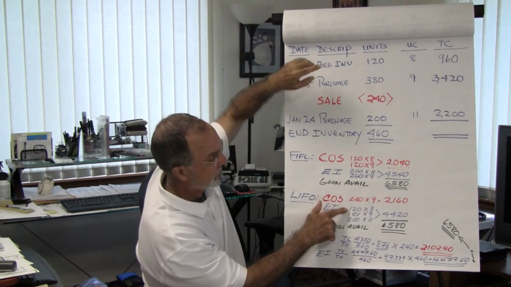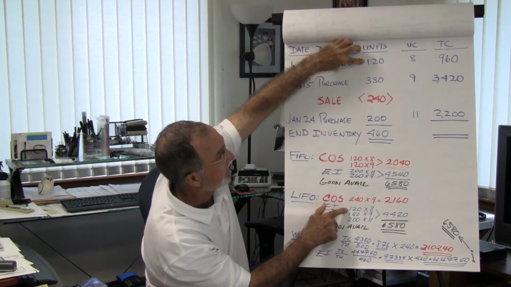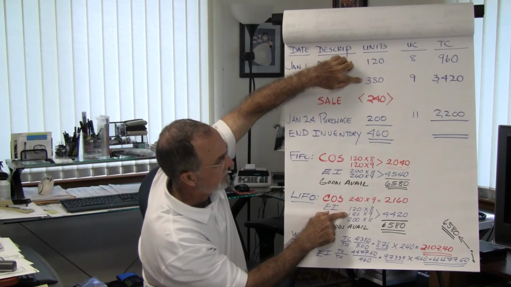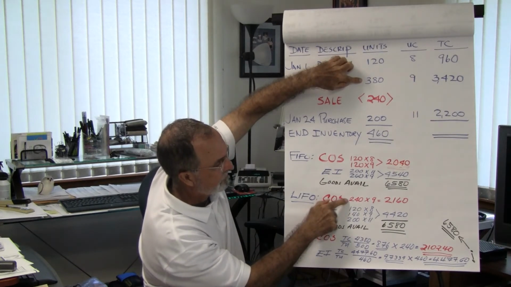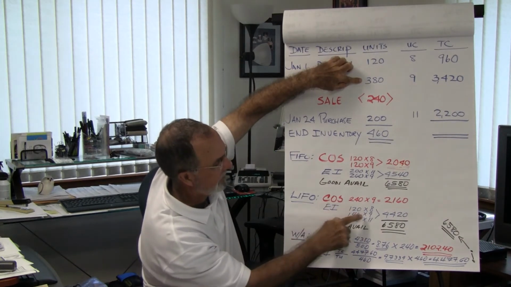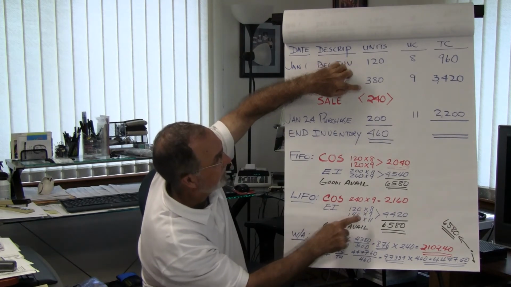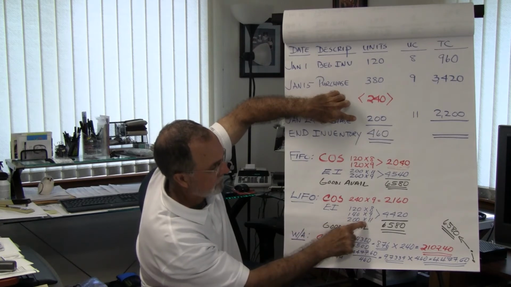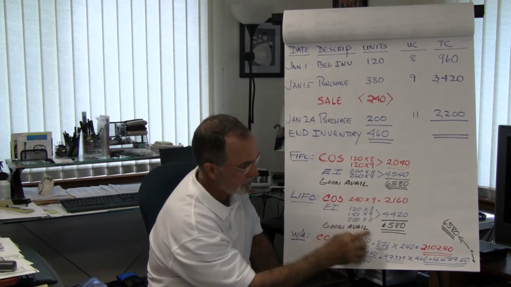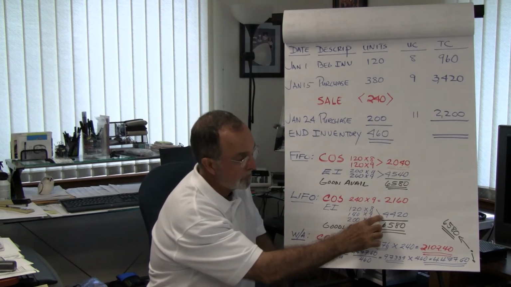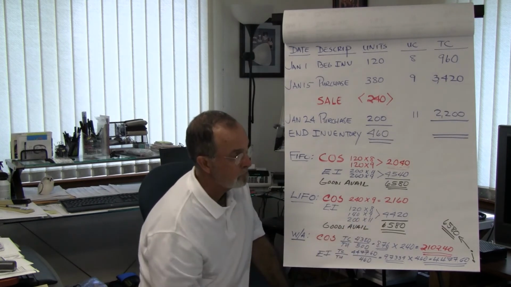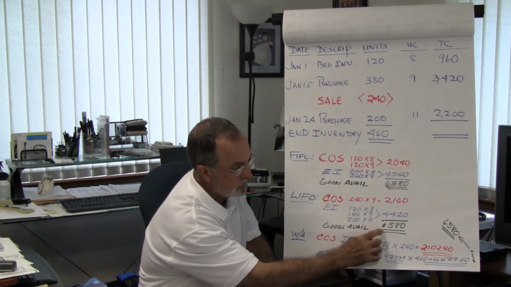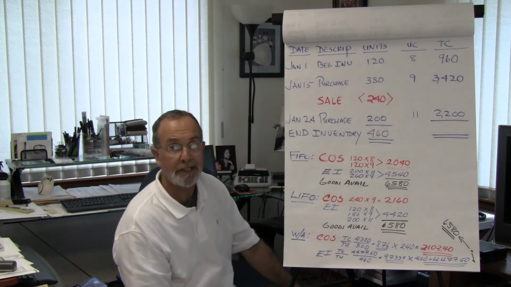So our ending inventory is comprised of the 120 at $8 each. Then of this 380, since we sold 240, we have 140 left at $9 each. And then finally our last purchase for the month, 200 units at $11 each. So when we do these calculations, we come up with ending inventory of $4,420. And again, our check amount is our goods available of 6,580.